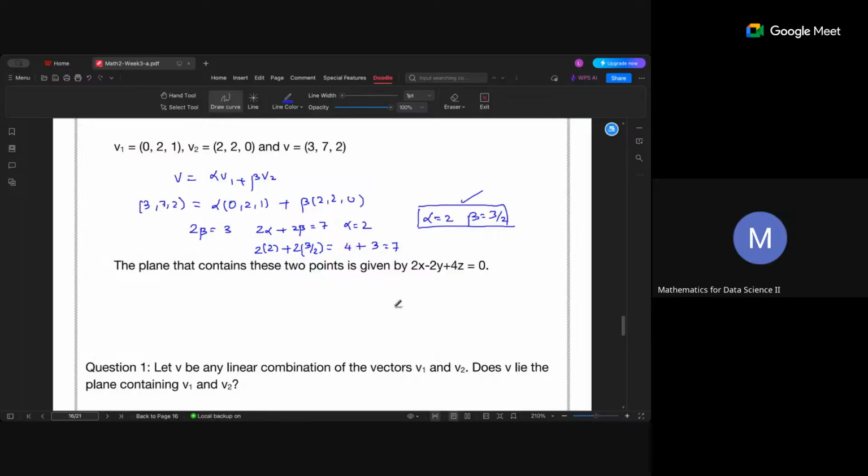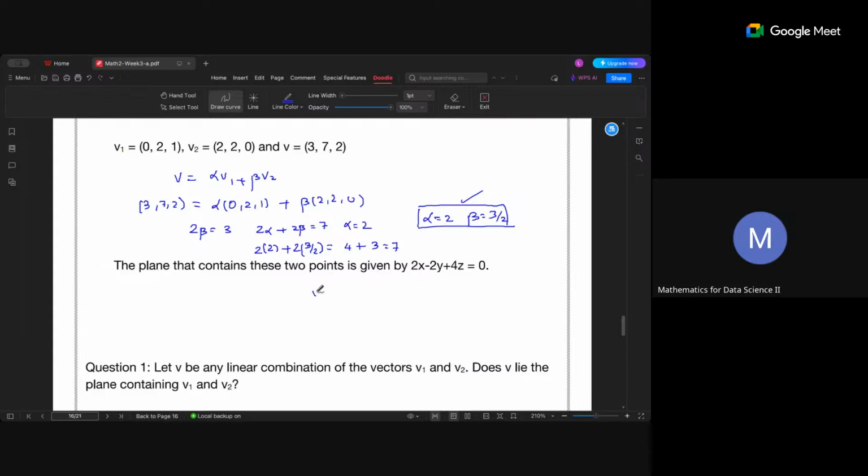Okay. So the plane containing these two points is given by this. How we have got this is not required for now. Even for the whole course, it's not required. So just let's consider the plane containing these two points. Why are these two points in this plane?